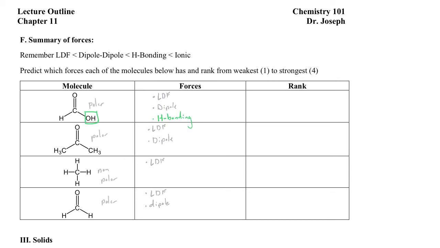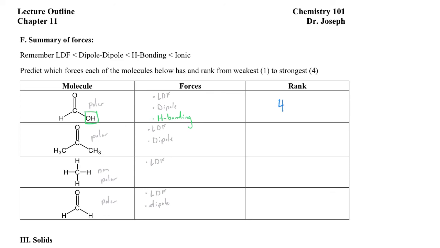Okay, so now it's time for us to rank these molecules by the various types of forces they have. We're trying to find the one with the strongest forces and the weakest forces first. Now notice that only one of these molecules has hydrogen bonding, and since that's the strongest force, it would make sense that that would be the one with the most intermolecular forces going on. So let's put rank 4 for this first molecule.